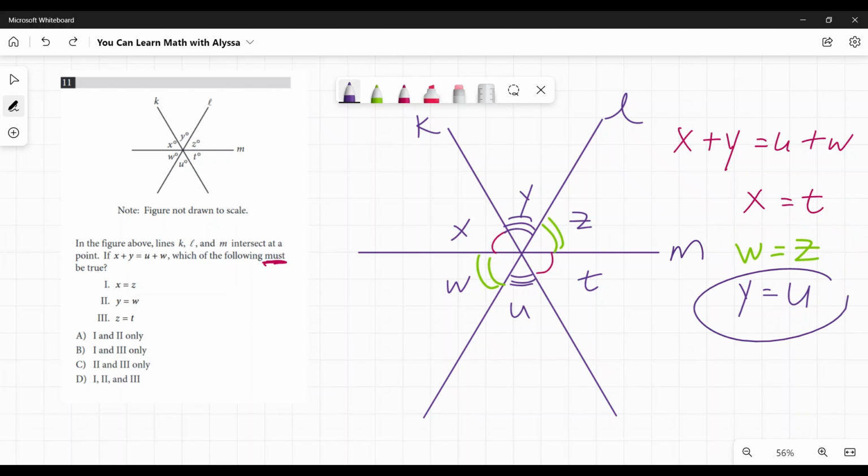If there's a Z, I can put in a W. If there's a Y, I can put in a U. If there's a U, I can put in a Y. Okay, so I'm just going to start playing around with this and see if I can get close to any of these three postulates, these three statements are making.